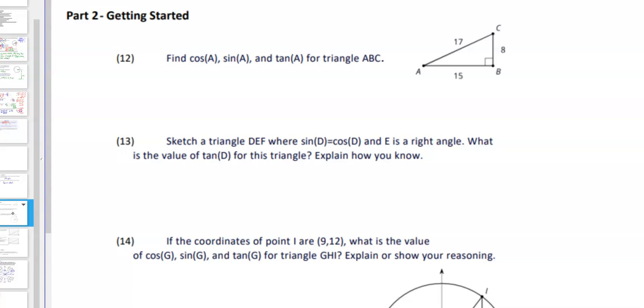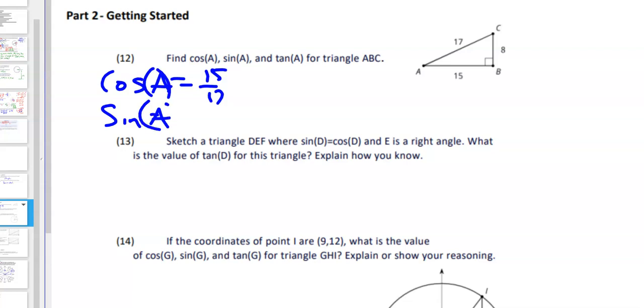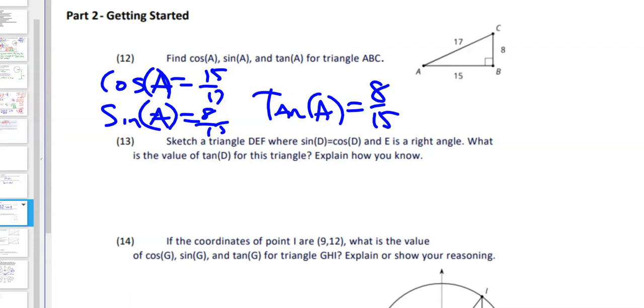All right, so problem number 12. The cosine of angle A is 15/17. The sine of angle A is 8/17. The tangent of angle A is 8/15.